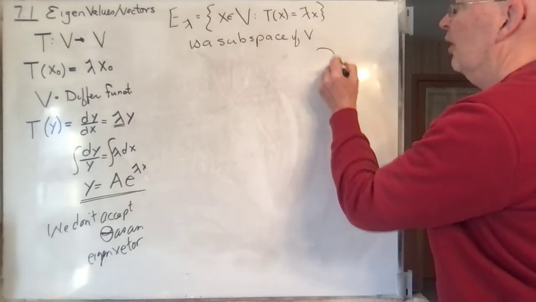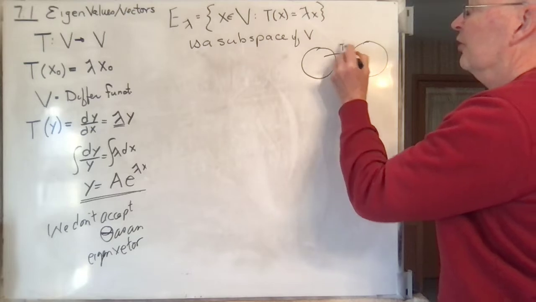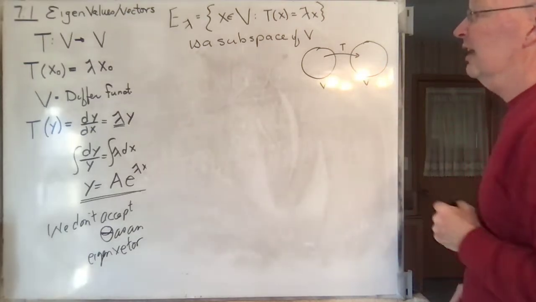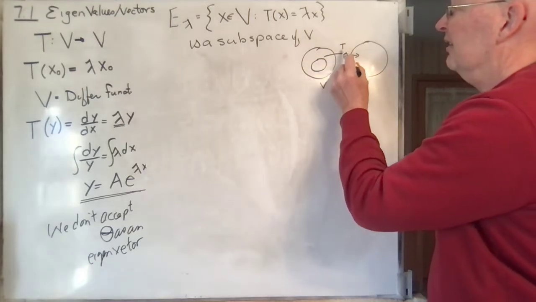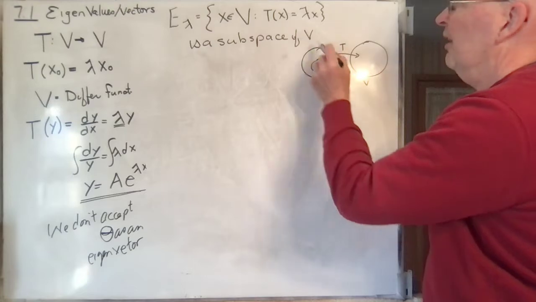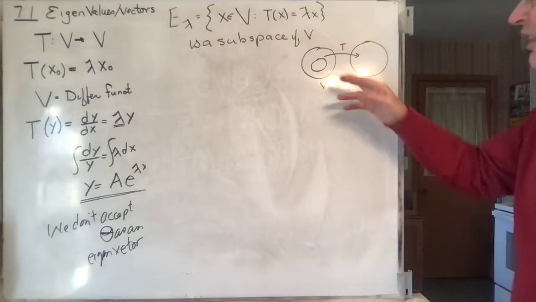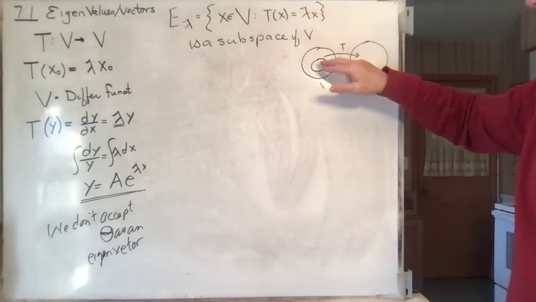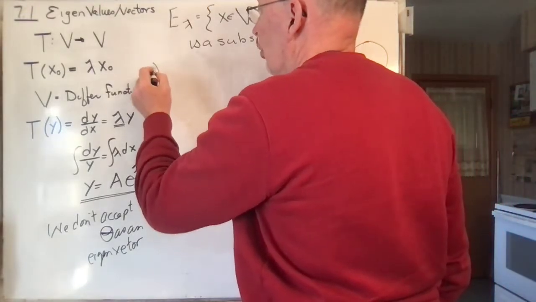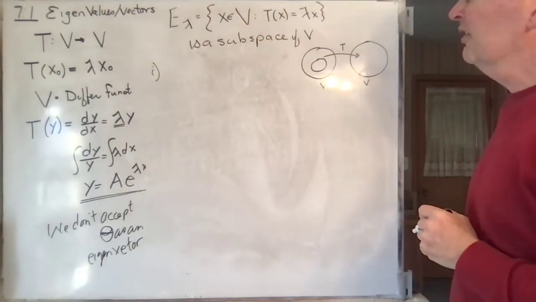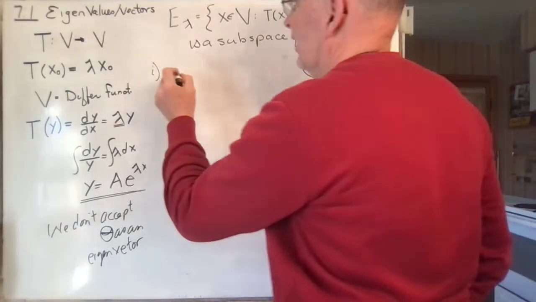Okay, so drawing a little diagram here. Here's my T that goes from V to V, and I take all the different vectors such that when I take T of them, I end up with just lambda times that vector. If I collect all those things together, that is going to be a subspace of V. And you remember, what are the two things you need to show in order to be a subspace? If we have two things that are in there, their sum has to be in there, right?